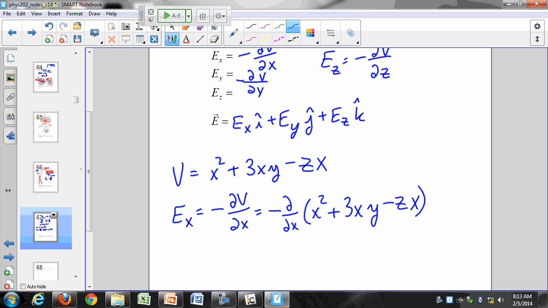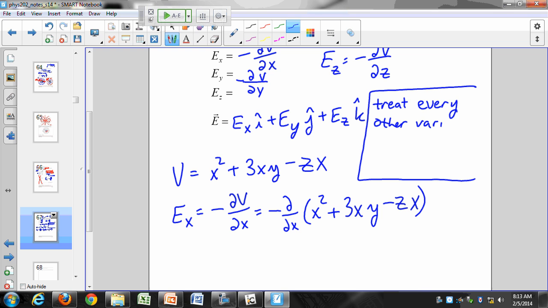Now, when you take a partial, you treat every other variable as a constant. So here I'm taking the partial with respect to x. That means I'm going to treat my y and my z just as a constant value. I'm just going to treat it like a number, right? Because I'm not concerned with how it's changing. I'm only concerned with how x is changing, because my derivative is with respect to x, not with respect to y or z. So I have multiple variables here, but I'm only considering x.